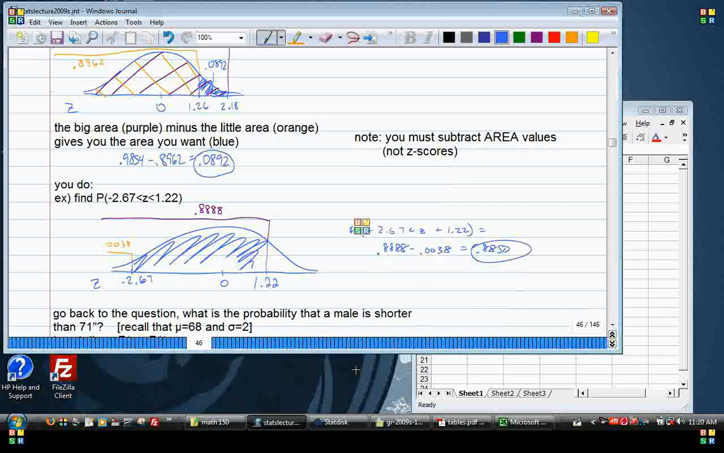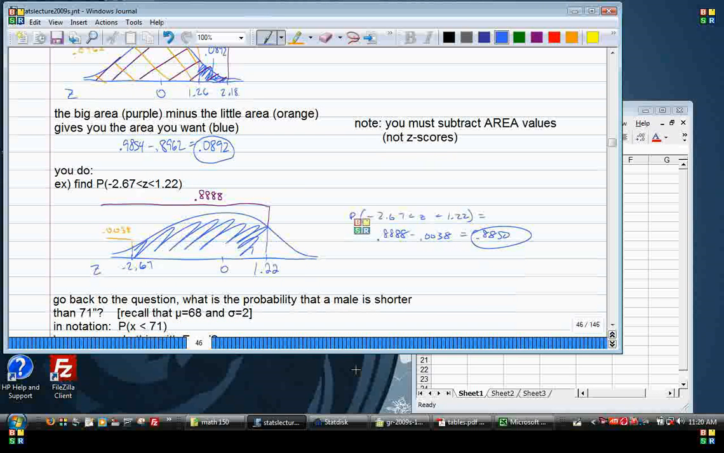Now, first of all, how do we write this question down in notation? P, P parentheses what? Yes, but other way around. A male is shorter than 71. X less than 71.